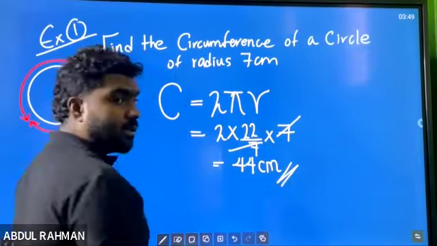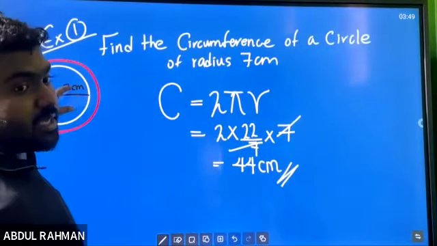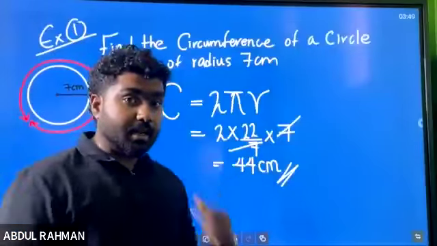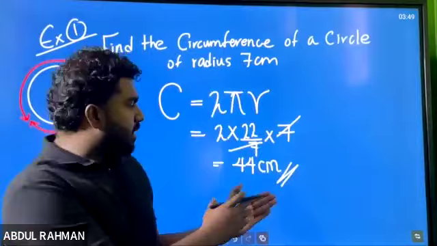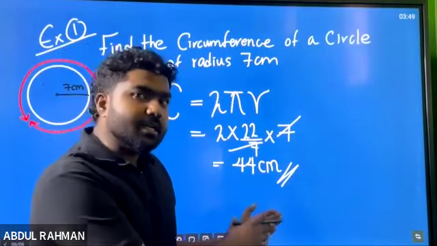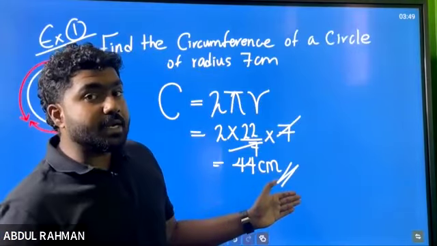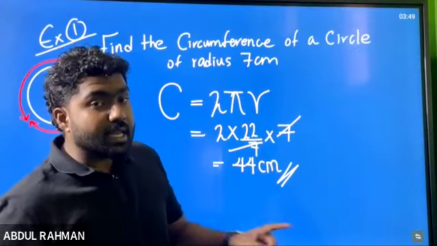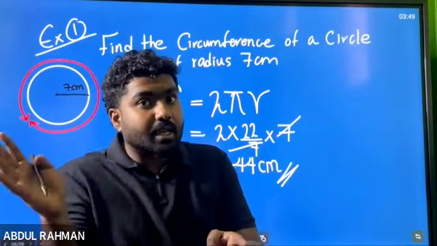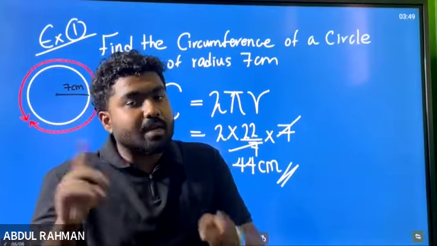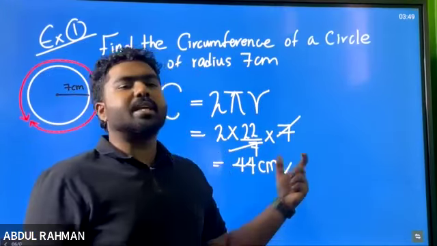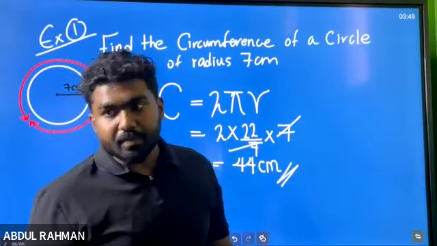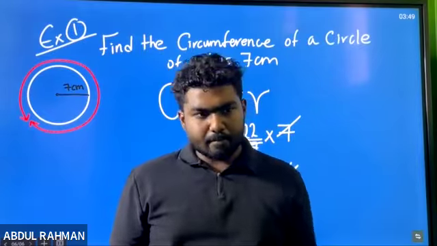Why centimeter? The unit is given in centimeters, so this is also in centimeter. Now let's say it is given as 7 meters. Your circumference will be 44 meters. It cannot be meter squared or centimeter squared. Why? Circumference is not area or volume. Circumference is a length. So length will be measured in centimeters or meters. Is that clear? How to do the first example?